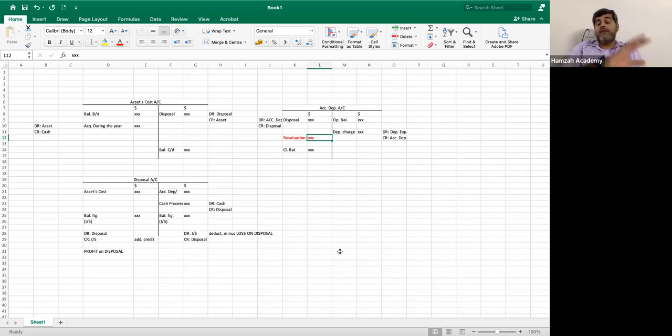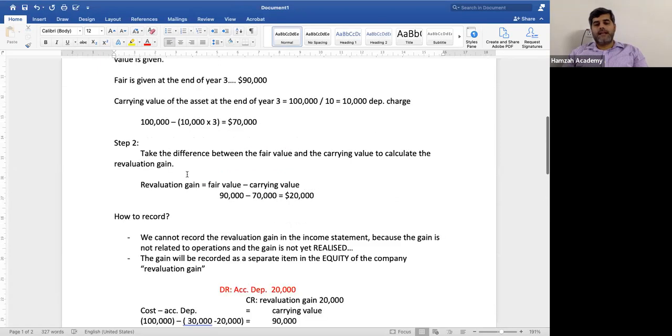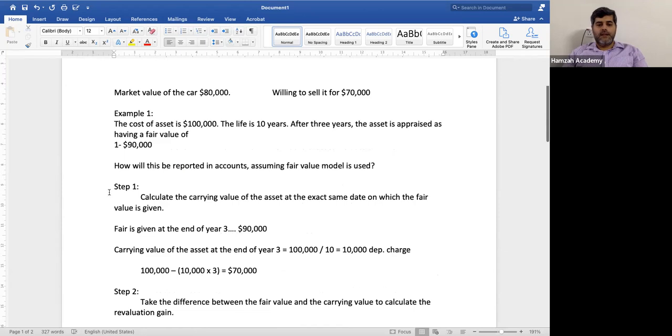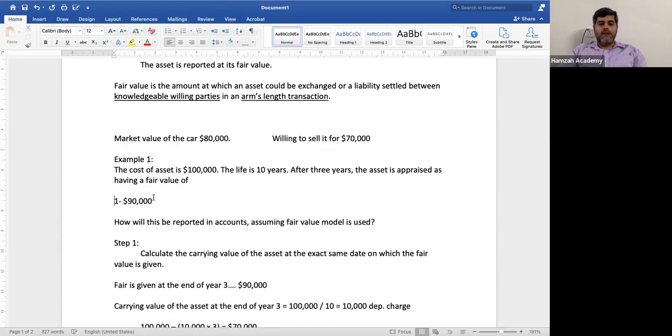Okay, we are going to record the accumulated revaluation gain in our accumulated depreciation account as a reversal of the depreciation. This is what we are going to do on the basis of what we have read so far. Now, we had an assumption that the asset's value is basically at 90,000. Done. If you look over here in this question.